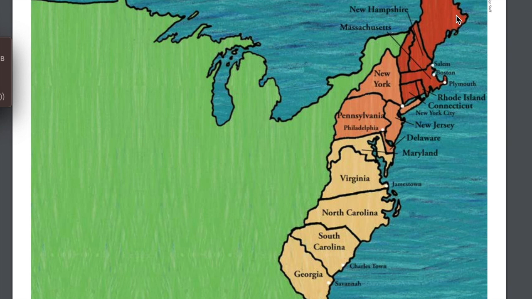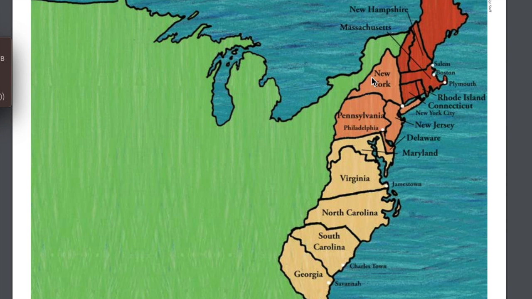So there's one group of colonies that we still haven't learned about. Can you pick it out on the map? Yeah, it's these middle colonies here. So states like Pennsylvania, New York, Delaware, Maryland, New Jersey. We haven't talked about this region of colonies yet. So that's going to be our focus today.